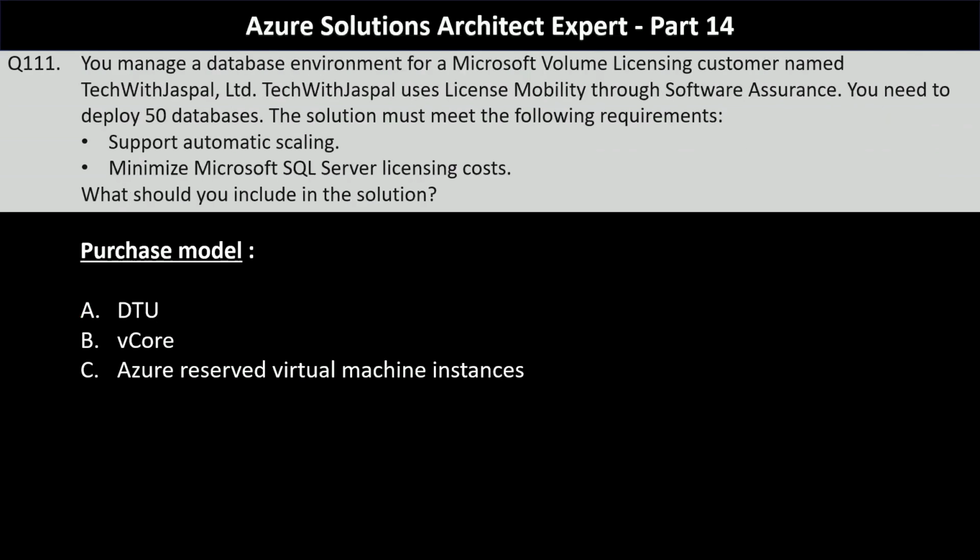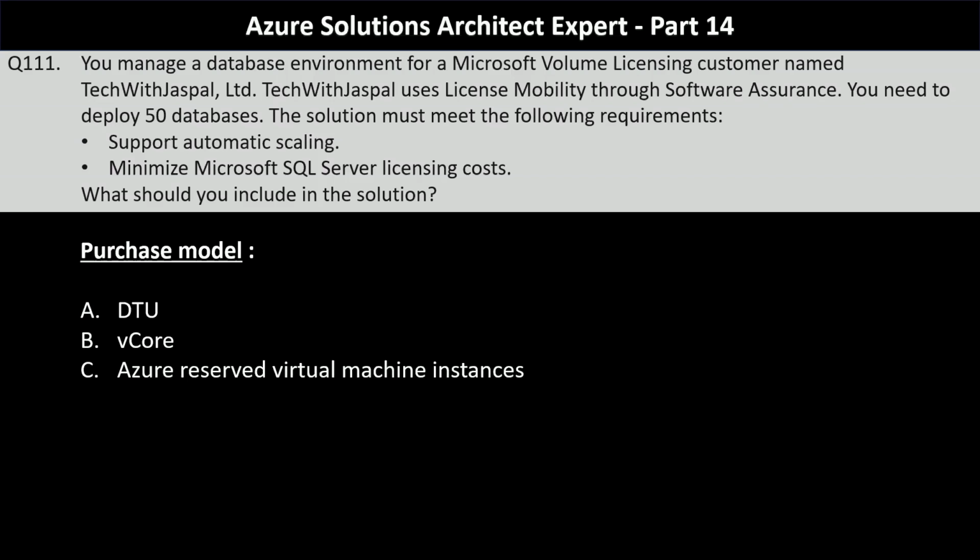Next question. You manage a database environment for a Microsoft volume licensing customer named Tech with Jaspal Limited. Tech with Jaspal uses license mobility through software assurance. You need to deploy 50 databases, and the solution must meet the following requirements: support automatic scaling, minimize Microsoft SQL Server licensing costs. What should you include in the solution? And the first part of the question is talking about purchase model. And your options are DTU, vCore, Azure Reserved Virtual Machine instances.